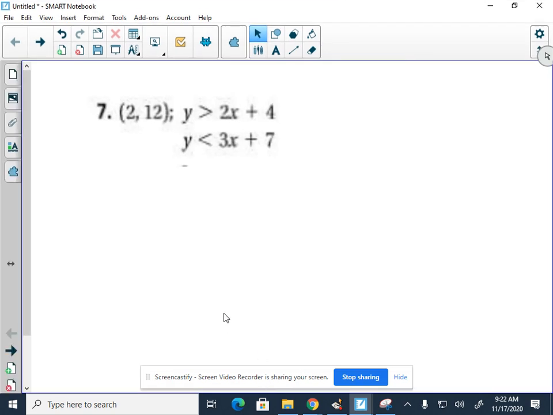All right, little homework help here on 6.6, page 428 worksheet. So, starting out, number 7, the directions say determine whether the ordered pair is a solution.